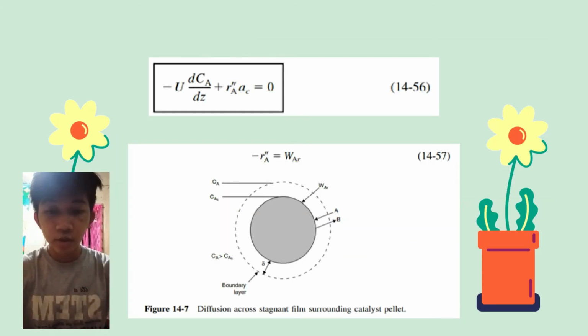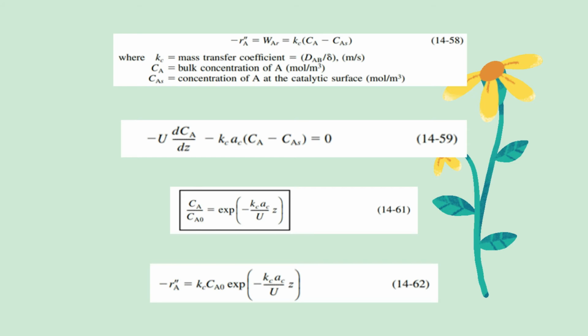Constant superficial velocity u, you will have the formula negative u times dCA divided by dZ plus the rate of generation of A per unit of catalytic surface area times the external surface area of catalyst per volume of catalytic bed equals 0. Focusing on the figure below, for reactions at steady state, the molar flux of A to the particle surface, which is W of AR, is equal to the rate of disappearance of A on the surface. We have here some additional formulas that we might be able to use.